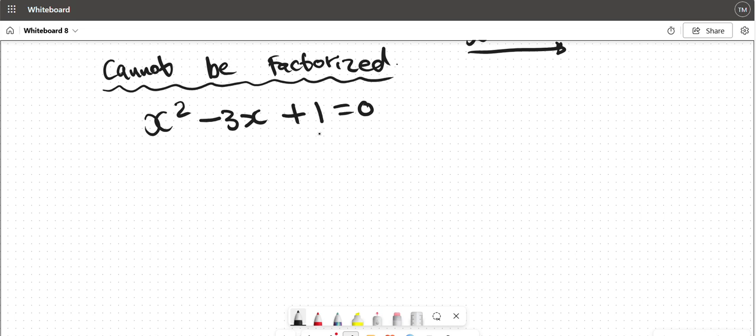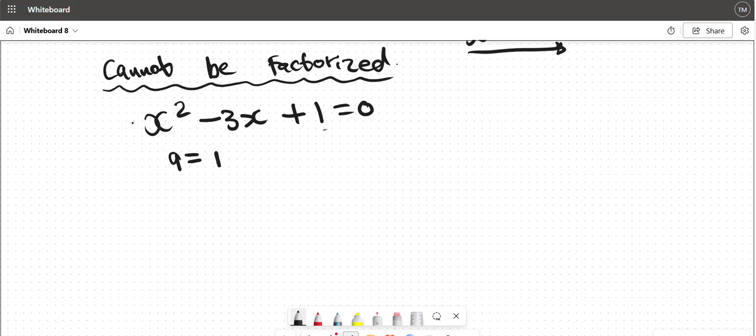So if I'm looking at this, I'm looking at factors of 1 that add to give me a negative 3. There are no factors of 1 that add to give me a negative 3. So just for that 1 second, I can already tell that I cannot factorize this. So instead, I'm going to use my quadratic formula.